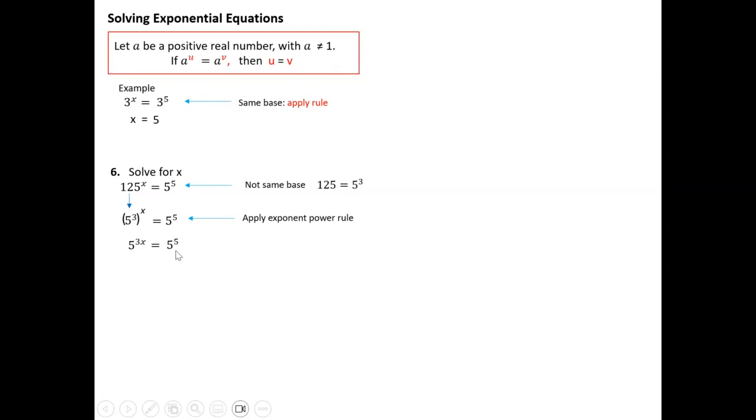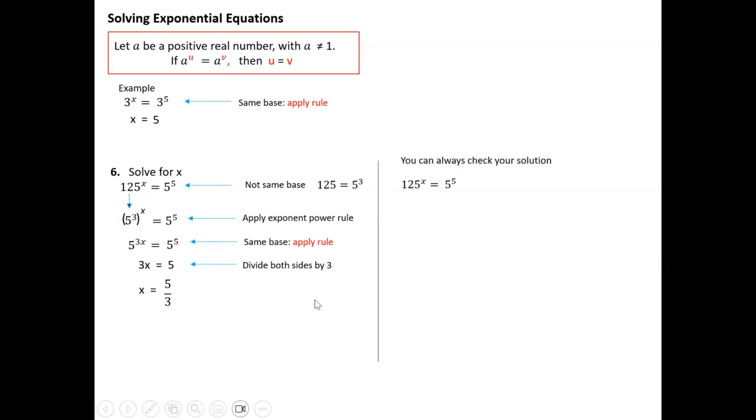Now we can apply the rule. Why? Because now we got the same base. So we let the exponents equal each other. We divide by 3. So x equals 5 over 3. And all these problems, they can be checked. We plug in 5/3 for the power of x. You can put that in the calculator, guys, and both answers will be the same. So we know that's the correct answer.